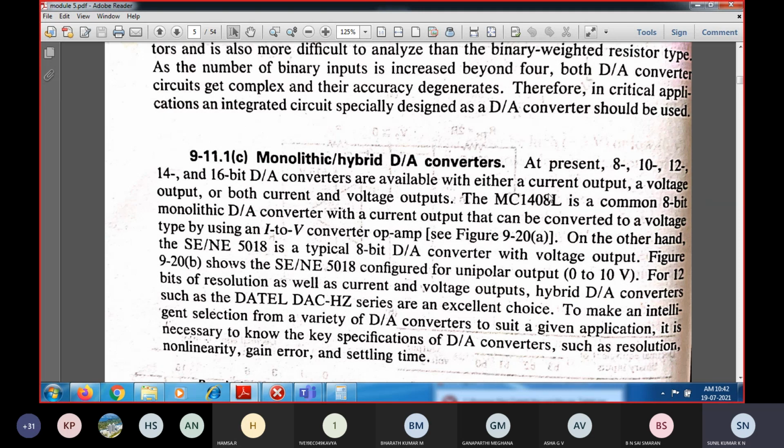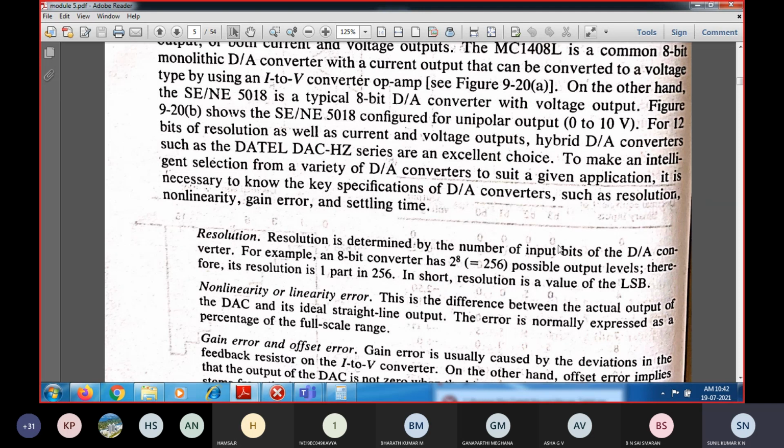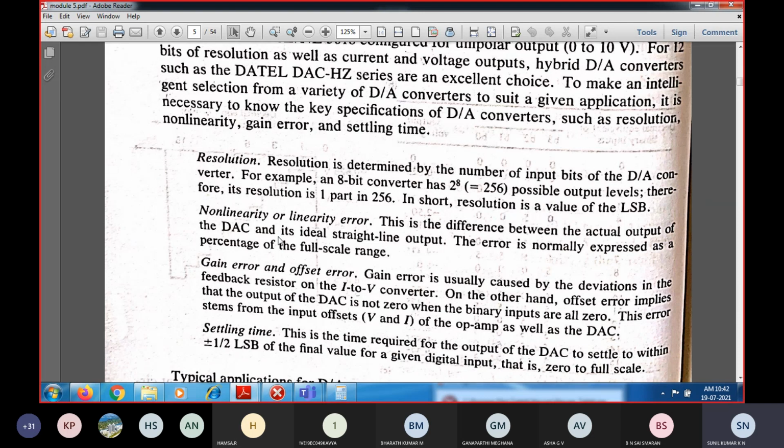So a 16-bit DAC with a current output, you can have any type of output. If you want a current output or voltage output, or both current and voltage output, you can use it for this number of input digital to analog converter. And now if you see, for an 8-bit digital to analog converter in an IC, there are specific parameters that need to be satisfied. So these are some of the specifications that you need to consider when you are going to choose a specific converter.